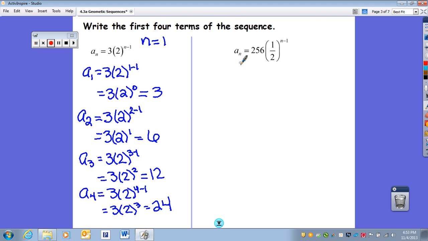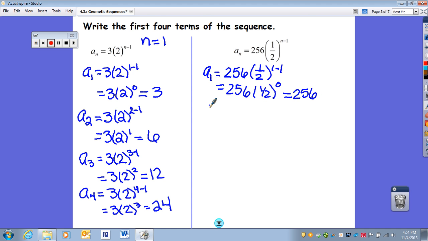In the next example, I have 256 times 1/2 to the n minus 1 power. So if I want my first term, I take 256 times 1/2 to the 1 minus 1 power, because my first term is 1. That gives me 256 times 1/2 to the 0 power. Remember, any number to the 0 power is 1, and 1 times 256 would be 256.